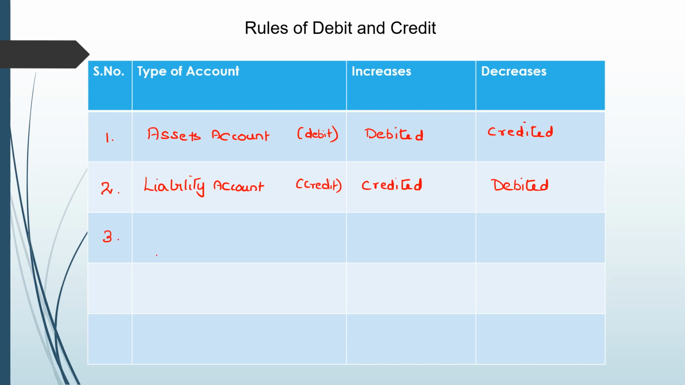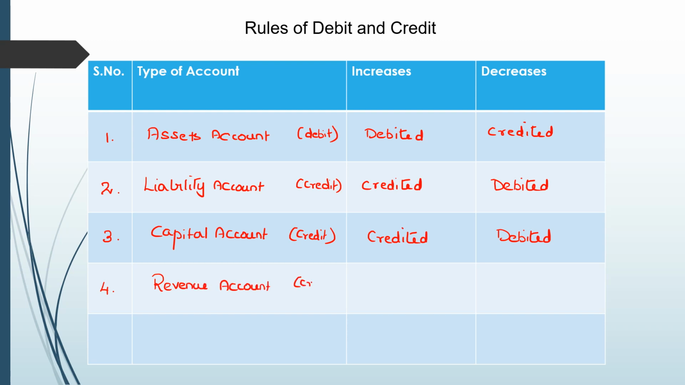The third is our capital account. Capital accounts have credit balance. So when there is an increase, it would be credited. And when there's a decrease, the opposite, and that is why it has to be debited so that it decreases. Fourth, we have the revenue account. Revenue accounts have credit balance. So when there's an increase, it is going to be credited. And when there's a decrease, it is going to be debited.